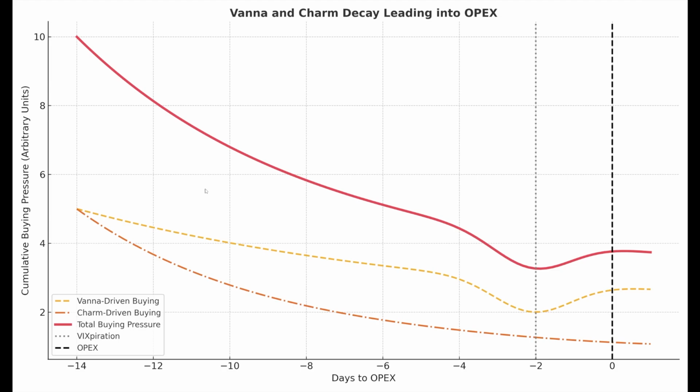Now, looking at this, it's pretty cut and dry. You guys can see total buying pressure in this 14-day window. If you look on the x-axis here, this is the 14-day window, and buying pressure falls off a cliff, or it subsides pretty dramatically. You guys will see Charm and Vanna will decrease as well, but they start to flatline about a week before OPEX, right? So the week before is when you'll naturally start to see these flatline out. Primarily Charm, right?